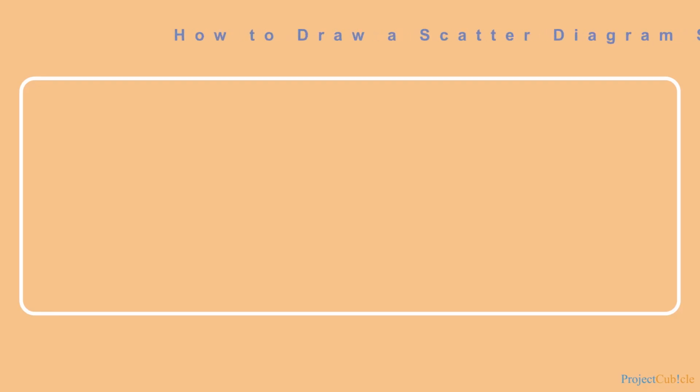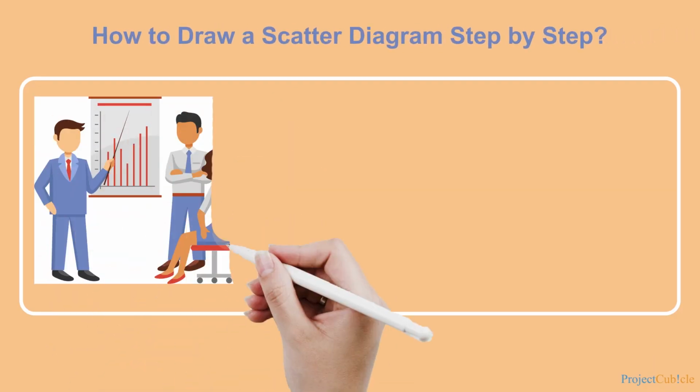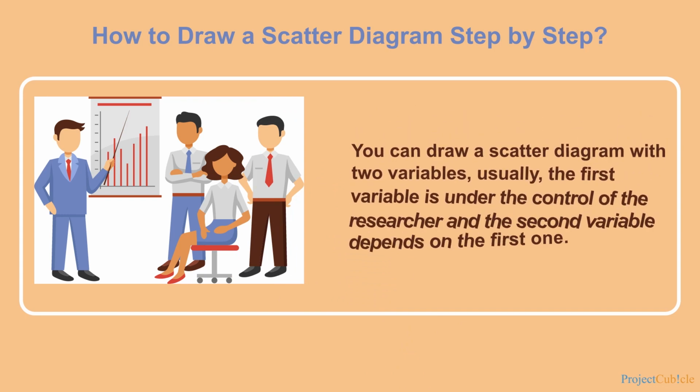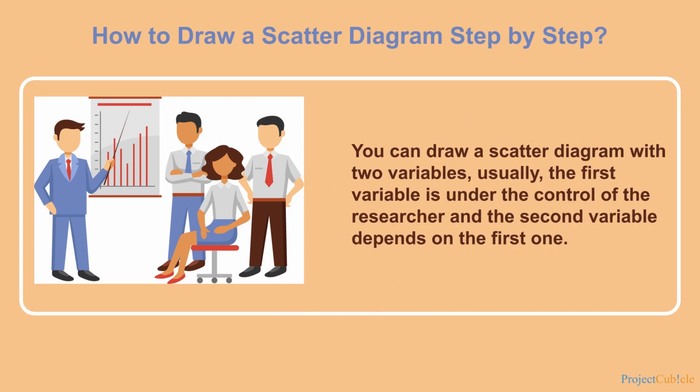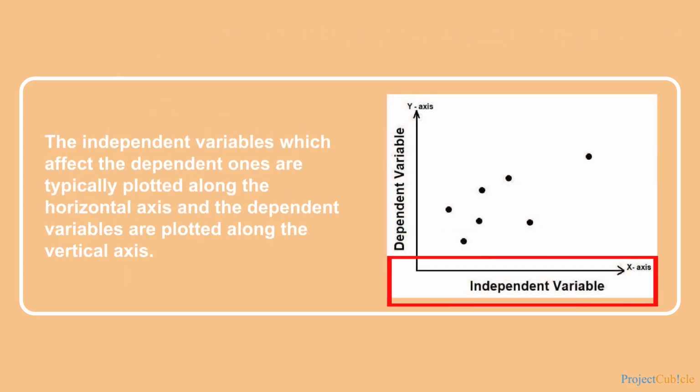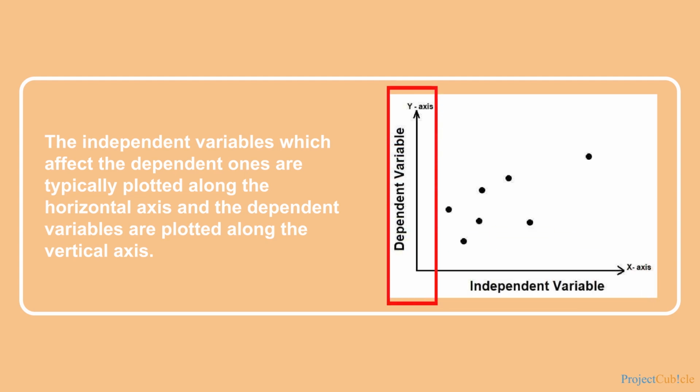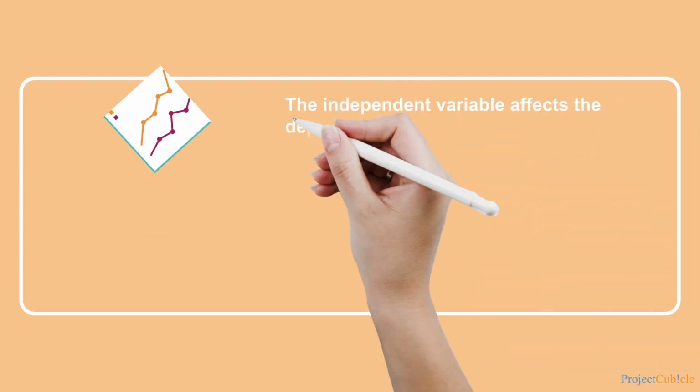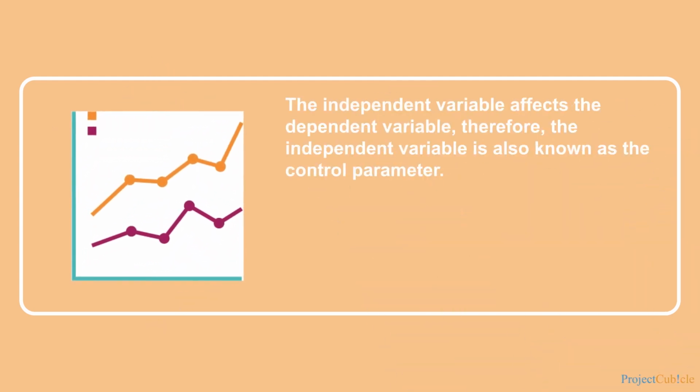How to draw a scatter diagram step by step. You can draw a scatter diagram with two variables. Usually, the first variable is under the control of the researcher and the second variable depends on the first one. The independent variables which affect the dependent ones are typically plotted along the horizontal axis and the dependent variables are plotted along the vertical axis. The independent variable affects the dependent variable, therefore, the independent variable is also known as the control parameter.